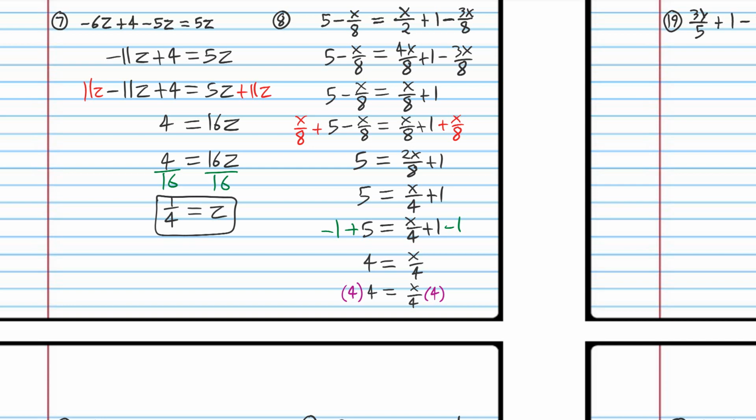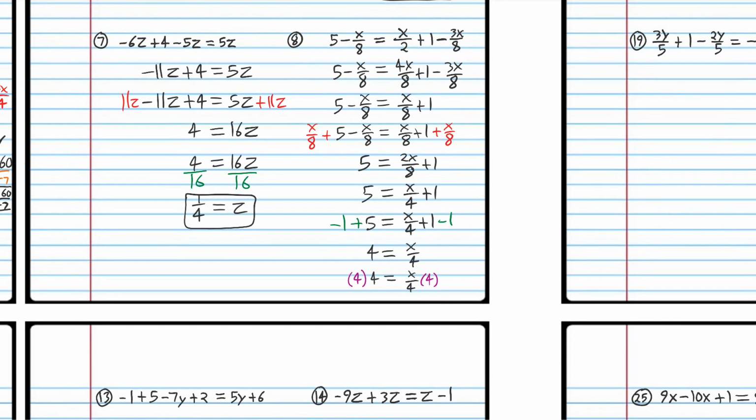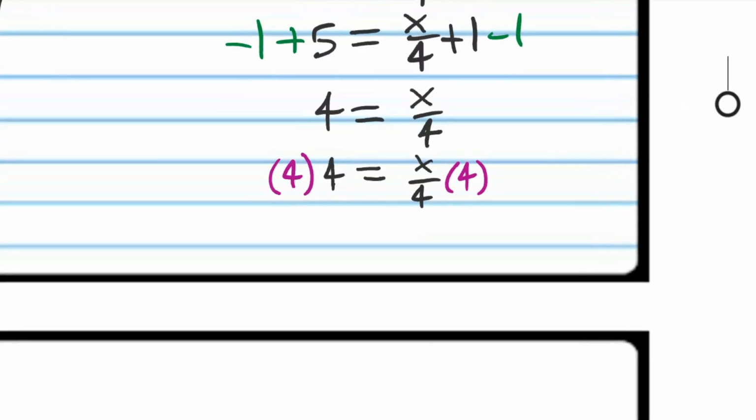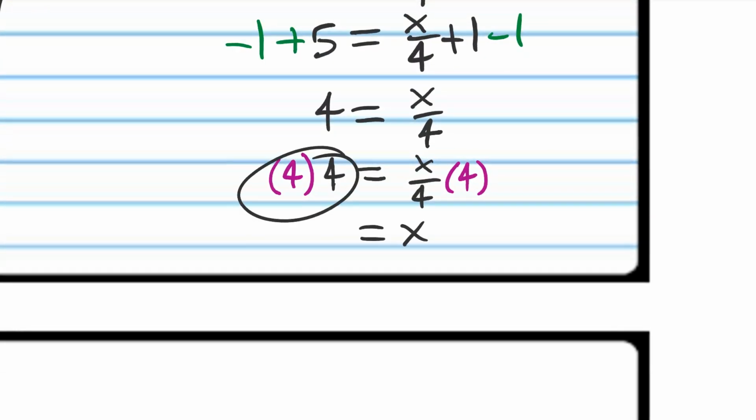So now I'm out of room, so one thing I can do, if I have a digital notebook and OneNote, is I can shrink some of this stuff, and that'll give us enough room for the last step. So the 4's cancel out on the right side of the equation. So you're left with x, and 4 times 4 is 16.